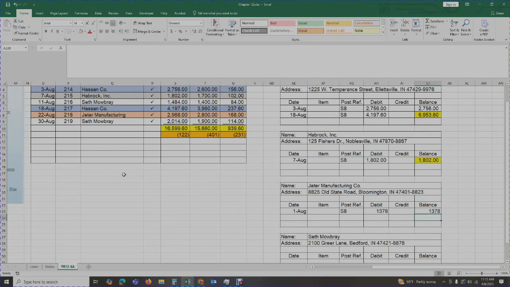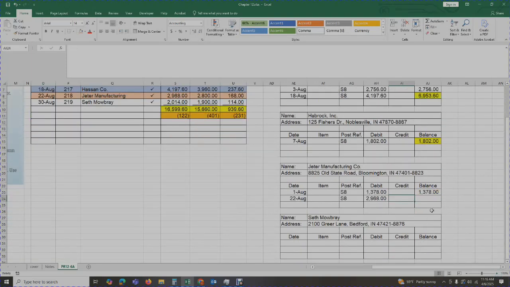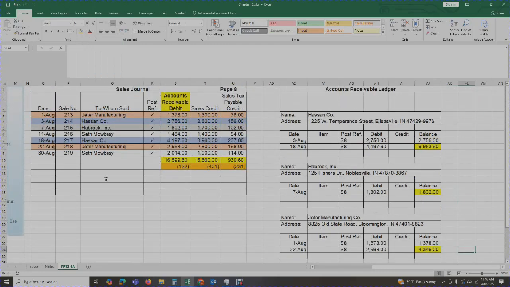And then on August the 22nd, on sales journal number 8, let me put this in commas. I have on the 22nd an entry for 2968. Remember, we're picking up the numbers from our accounts receivable. So now I'm going to tally it up. My beginning balance of 1378 plus this transaction gives me 4,346. So now I know that Jeter owes me 4,346.